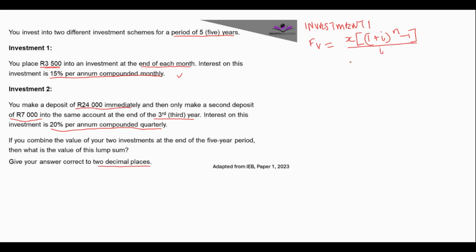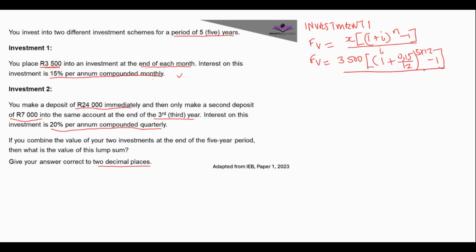Then what will be n? n will be 5 times 12, because how many payments will be done? n is the number of payments. So in 5 years, there'll be 60 payments if payments are done monthly. Okay, let's substitute what we have, which is 3,500, and then 1 plus our i will be 0.15, or you can use 15% as it is, divided by 12 because it's compounded monthly. And then 5 times 12 minus 1, or you can just write 60 there.